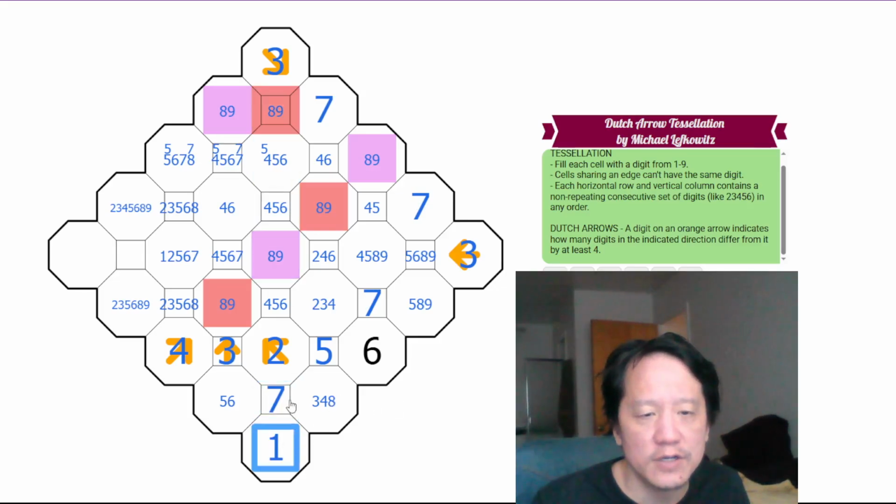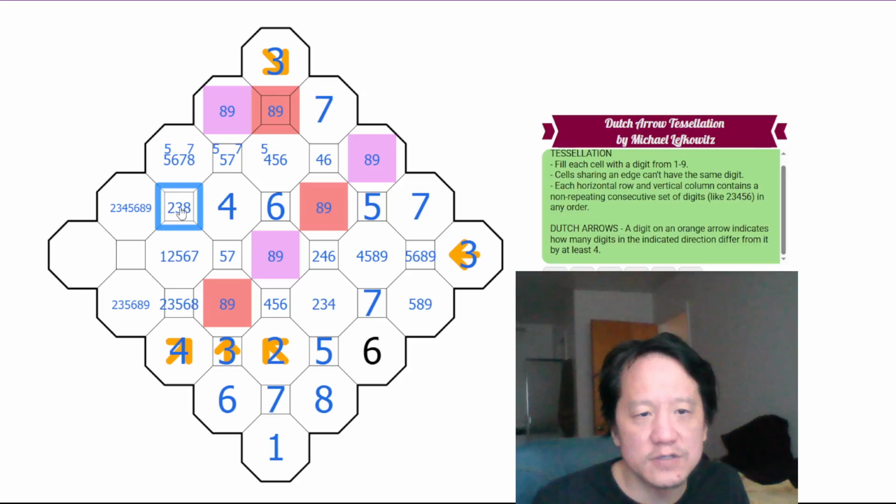This is 1. 7 is consecutive with 5, 6, and not 4, not 3. So this has to be 8, 7, and 6 here, which eliminates 6 here, so that's 4. No 4, 6 here, no 4, 6 here. 4 eliminates 4 in the rest of the row, so this is 5, that's 6.